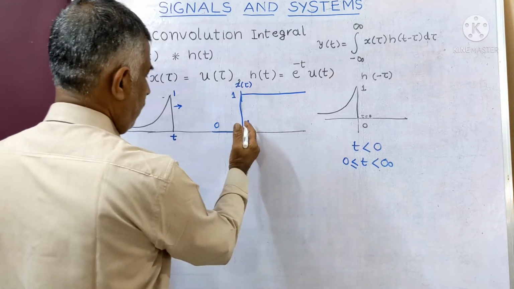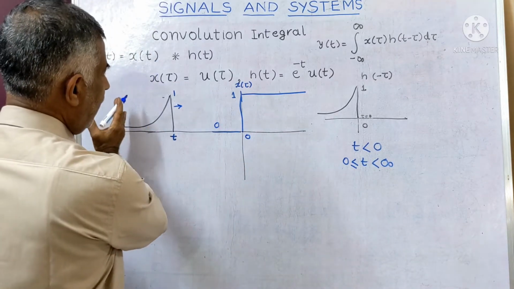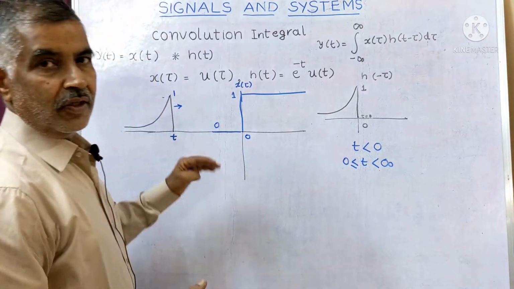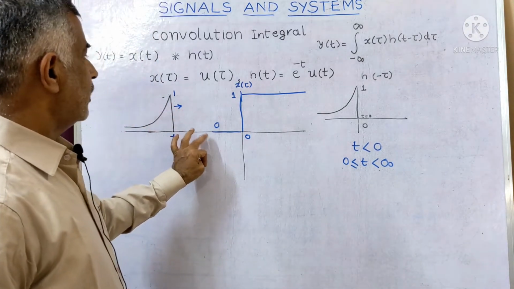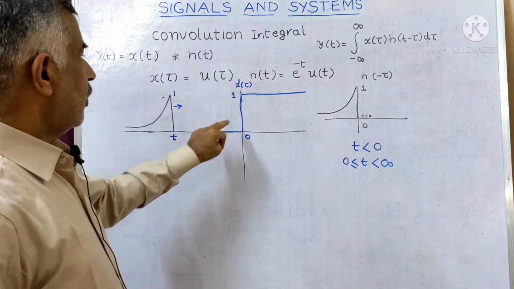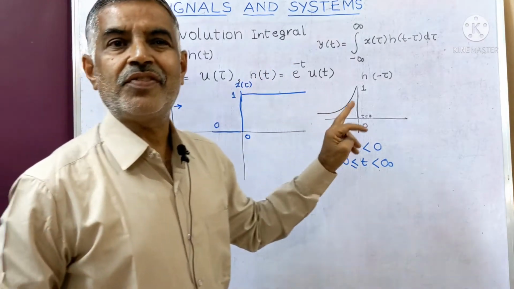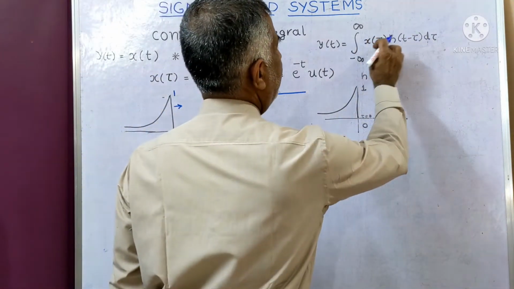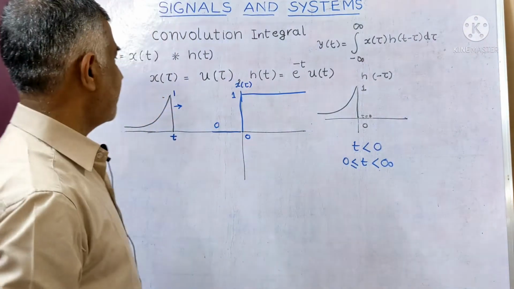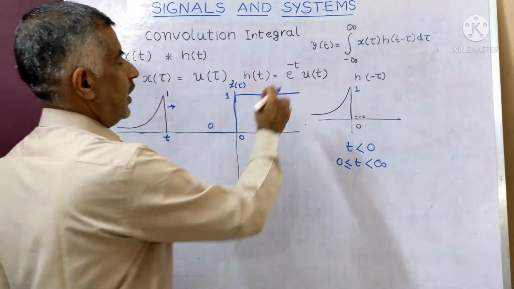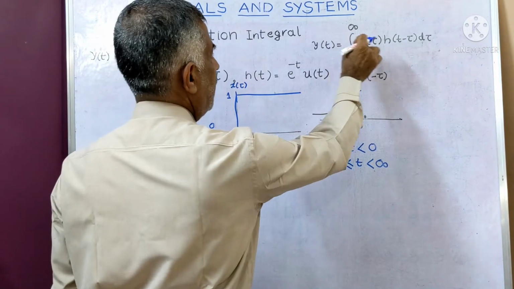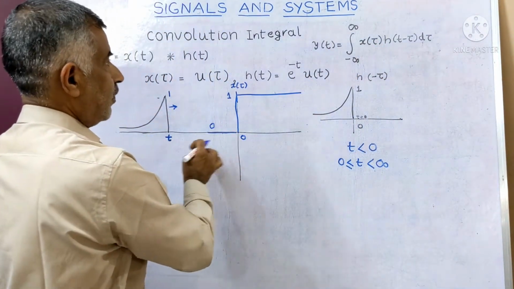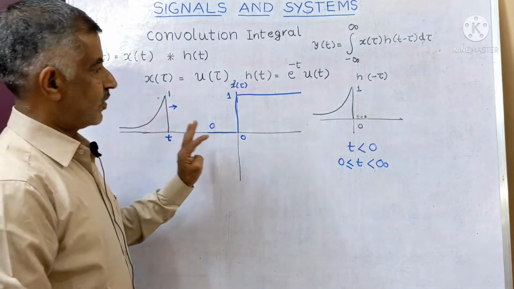The x of tau value is 0. So on this line, even if this waveform is advancing in this direction, no doubt there is overlap, but the x of tau function value is 0. Therefore, the product term is 0. Therefore, the convolution integral is 0 because x of tau is 0 for t less than 0. But h of t minus tau exists.